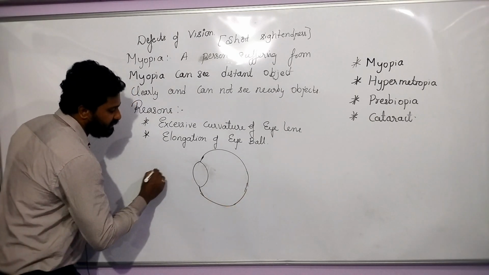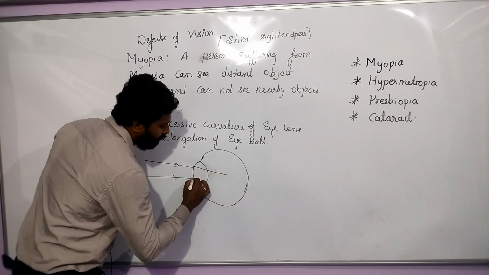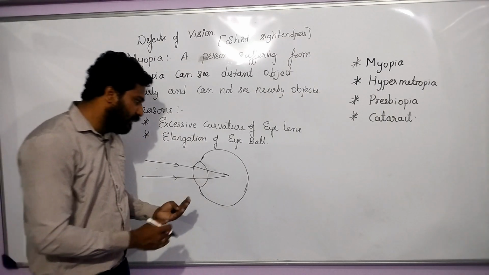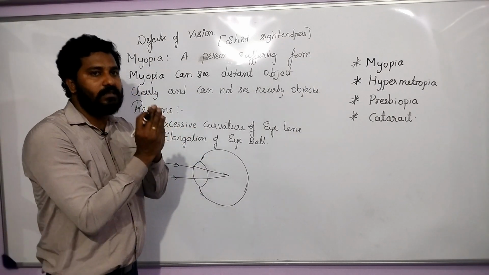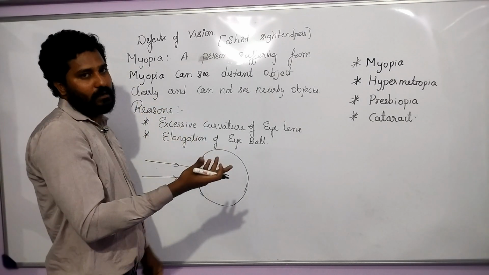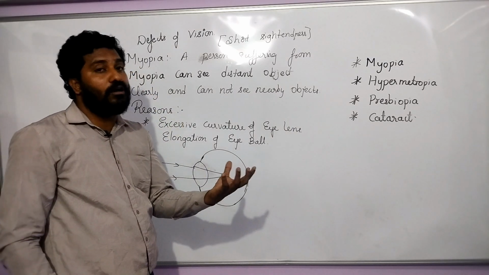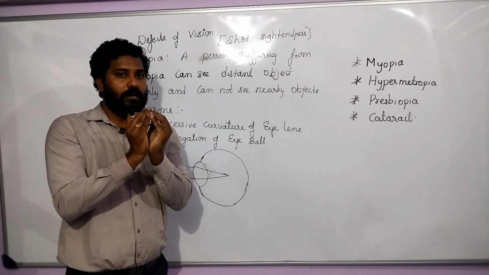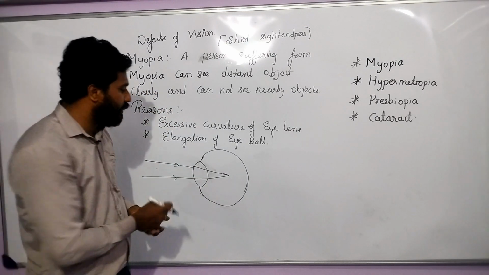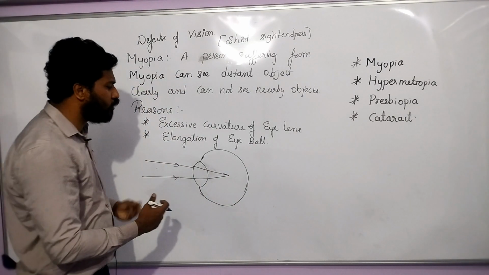Due to this excessive curvature, the light rays from the object will meet in front of the retina. Why? The reason is excessive curvature. When we want to see a nearby object, the eye lens should become thicker, but it is thicker than what it has to be. Then the image will form in front of the retina. This is one of the reasons.